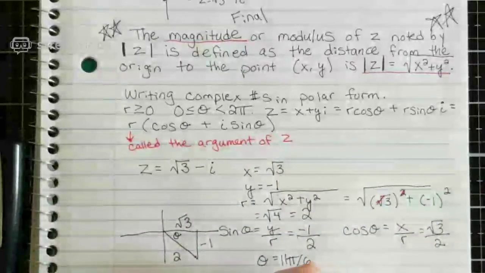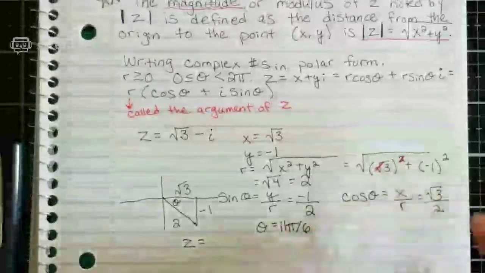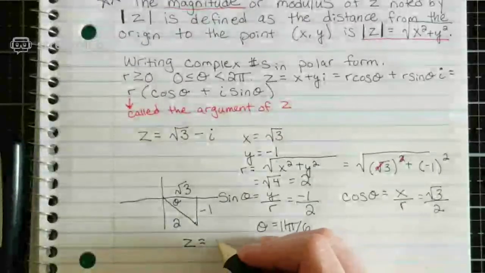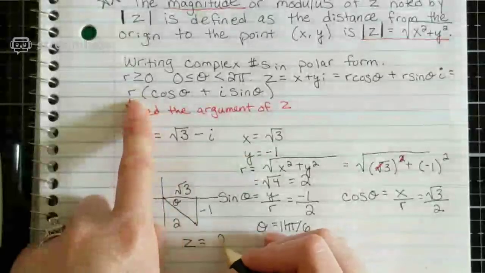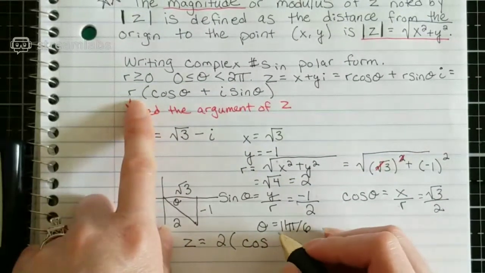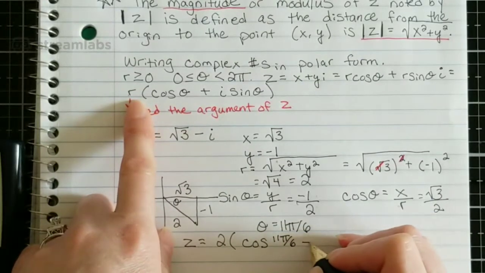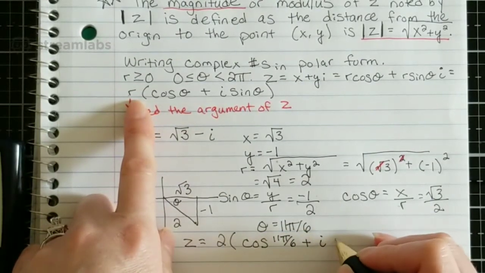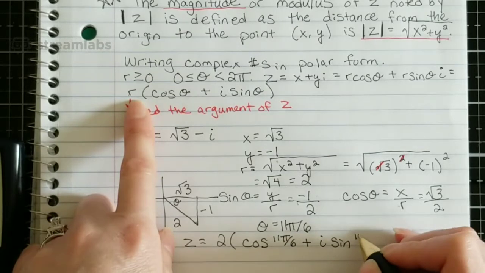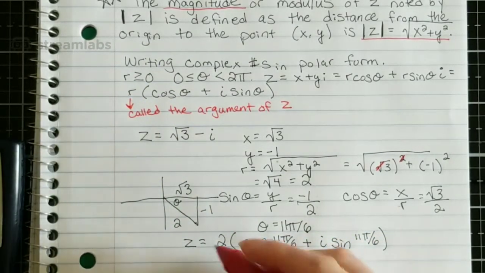All right, so our official answer, z would be equal to, so our r is 2, cos, and our theta is 11 pi over 6, plus i sine 11 pi over 6. And this would be your answer.